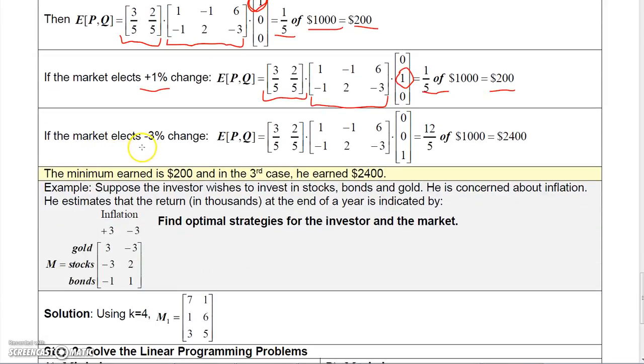And then for the negative 3% change, you do exactly the same thing, multiply the strategy matrix times the game matrix, and then 0, 0, 1, because now you're looking for the negative 3% change, and that gives us 12/5 of 1,000, which is actually 2,400. So the minimum earned is $200, and in the third case, he would expect to earn $2,400.